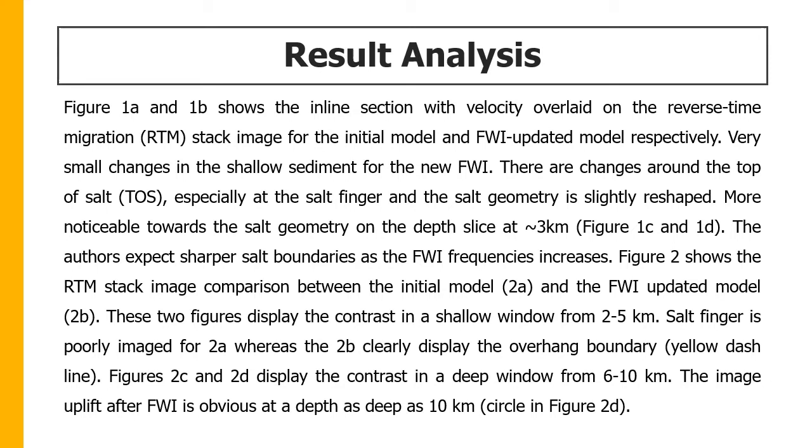Figure 2 shows the RTM stack image comparison between the initial model 2A and the FWI updated model 2B. So these two figures display the contrast in the shallow window from 2 to 5 km. The salt finger is poorly imaged in 2A, whereas 2B clearly displays the overhang boundary, where you can observe from the yellow dashed line. Figures 2C and D display the contrast in the deep window from 6 to 10 km. The image uplift after FWI is obvious at a depth as deep as 10 km. It can also be seen from the circle in figure 2D.